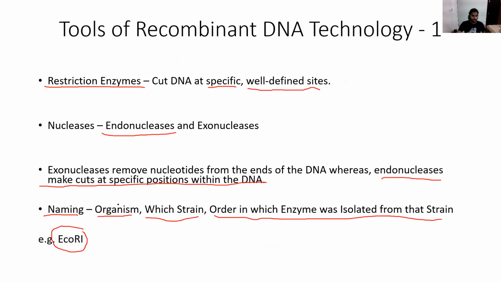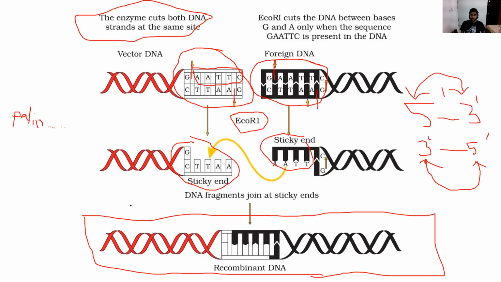How do you name them? You start with the organism from which they were isolated. What is the strain? In this case, the R strain. And then what is the order in which the enzyme was isolated from that strain? And then they recognize these particular sequences, which are called recognition sequences. And these are palindromic in nature, which means if you take the sequence in the 5' to 3' orientation and flip it, then you get the exact same sequence as the 3' to 5' orientation. If you flip the 3' to 5' orientation, you get the exact same sequence as the 5' to 3' orientation.